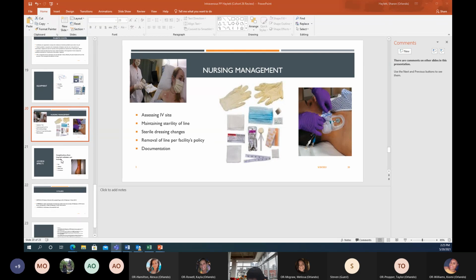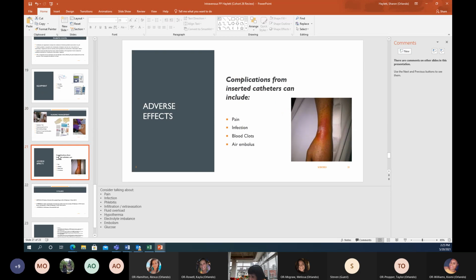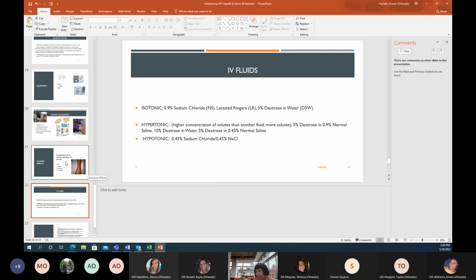Okay, alrighty. So here we are. We have complications from inserting IVs. This is what your hand looks like: the pain, infection, blood clots, and air embolus. We can get complications from that. It's important that you know the IV fluids, and these are the ones I put there. We have isotonic, hypotonic, and hypertonic, and there's information about that. So it's important that you know these fluids.